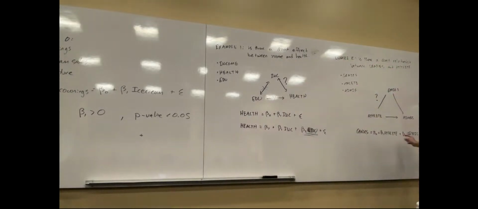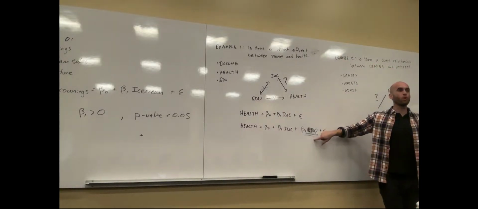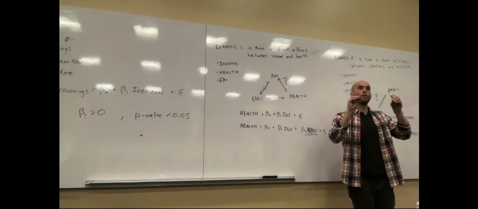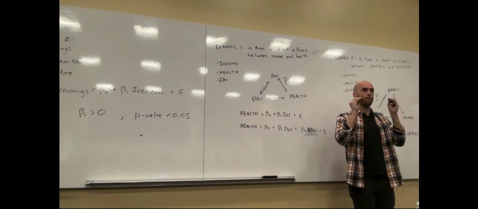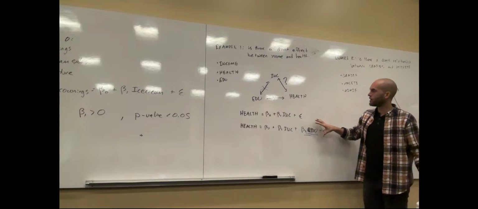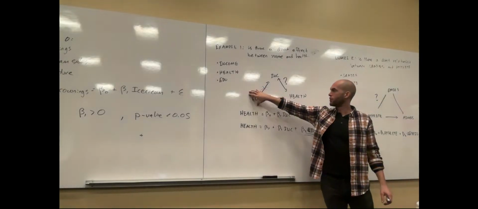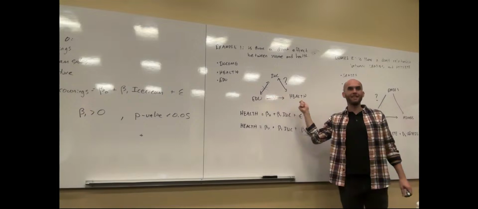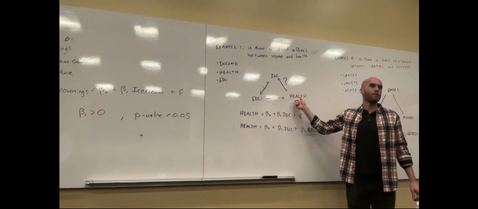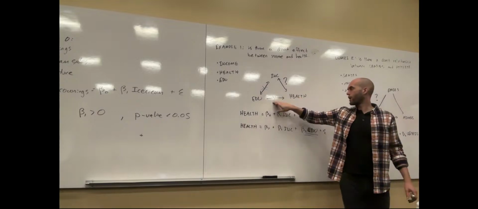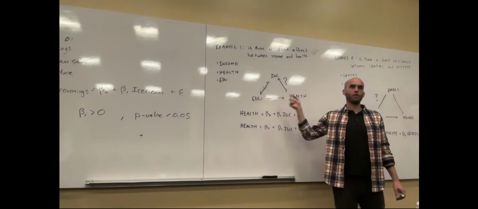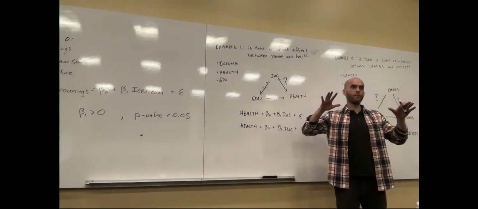So what we did here is we controlled for education, which meant that we were comparing two people with the same level of education, which is exactly what we wanted. We wanted two people with the same level of education, so we didn't see a direct effect of education on health. So we knocked out this arrow of causality, of education on health, which is what we wanted.